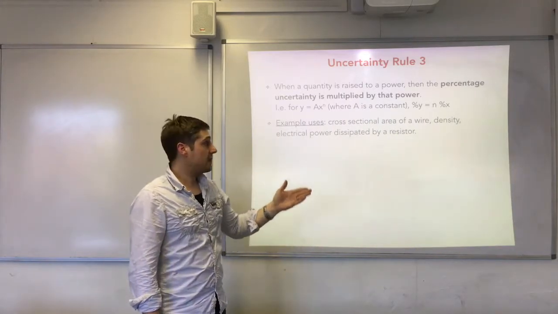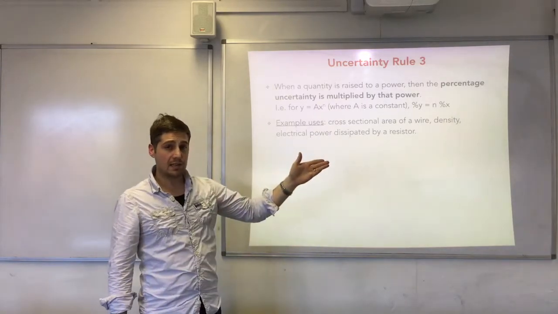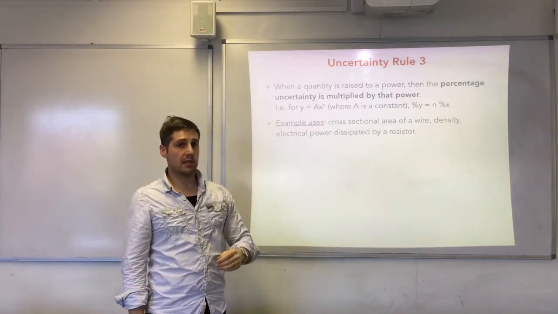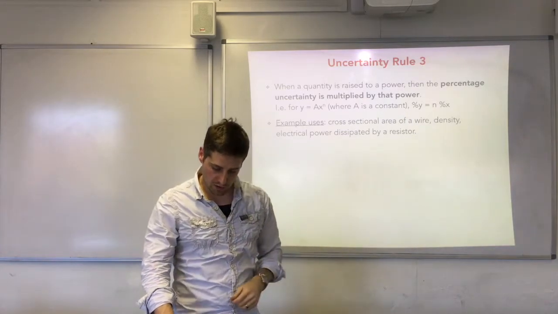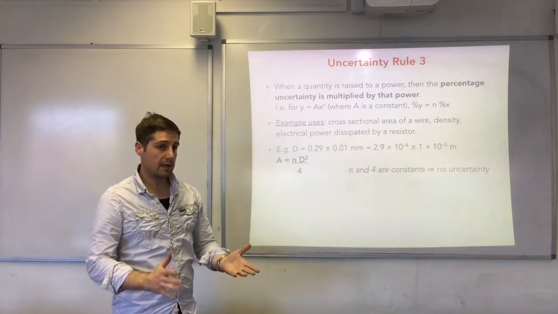Where would you use this? Cross-sectional area of a wire, you'd use that. If you're doing a density calculation, you'd use it there. Electrical power dissipated by a resistor, you've got R squared, so you would use it there as well. Let's look at a calculated example.